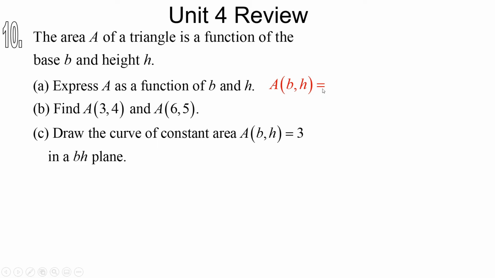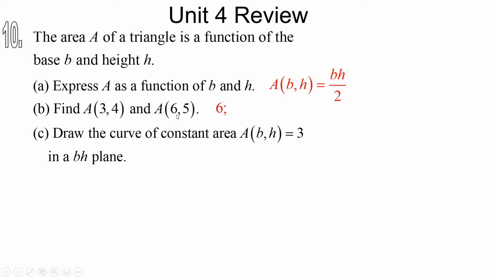And what does that equal? Well, what is the area of a triangle? Base times height divided by 2, or 1/2 base times height if you prefer. Part B, find A of 3, 4. This is just direct substitution. So my base is 3, my height is 4. 3 times 4 is 12 divided by 2. That would be a 6.